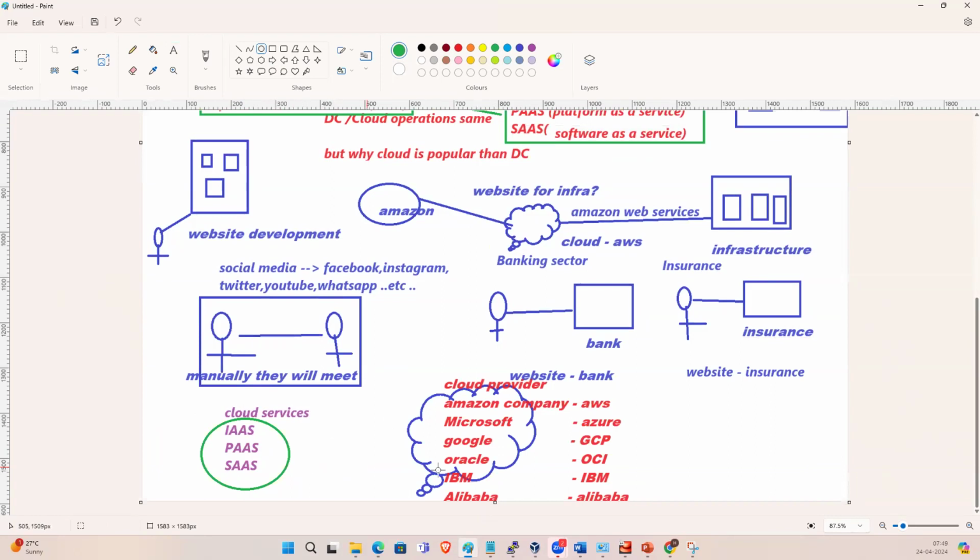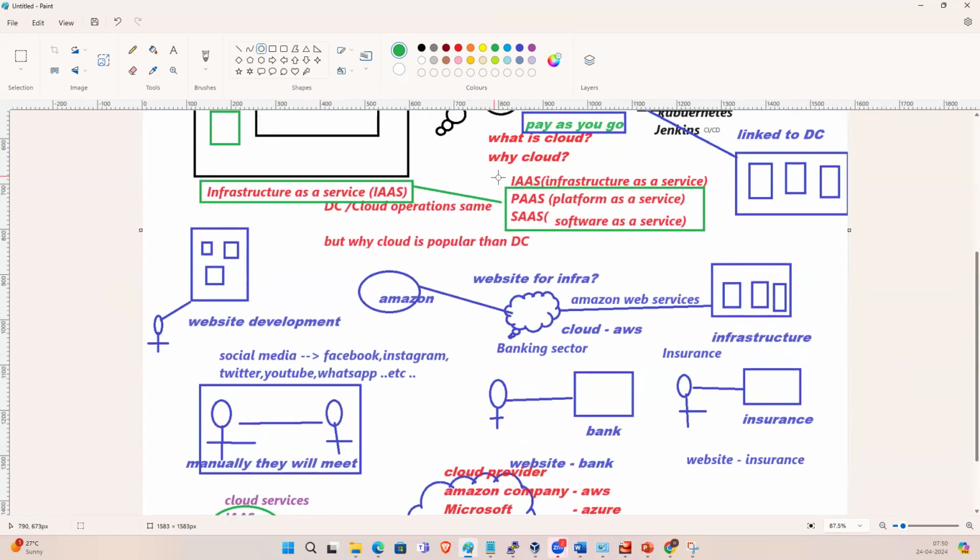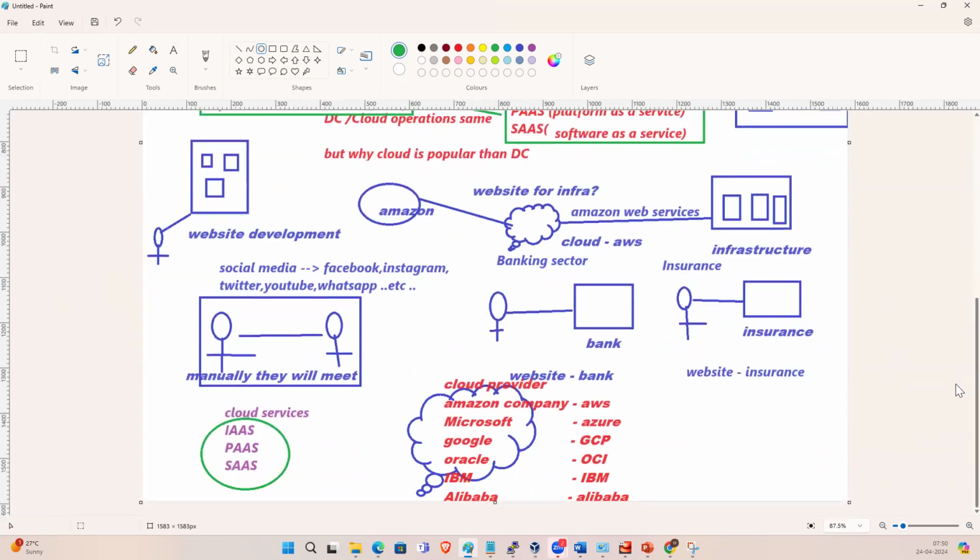Apart from infrastructure as a service, we need something more, right? We need to add something additional on the cloud, then only it will be popular, right, guys? If they were providing the same infrastructure as a service with a website, would it be popular? No, it would not be popular. So they thought and created other services called PaaS and SaaS, platform as a service and software as a service. I will discuss what platform as a service is, what software as a service is, and why it is popular.